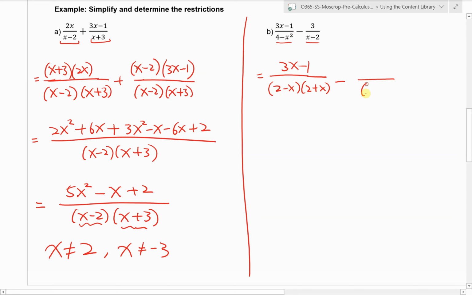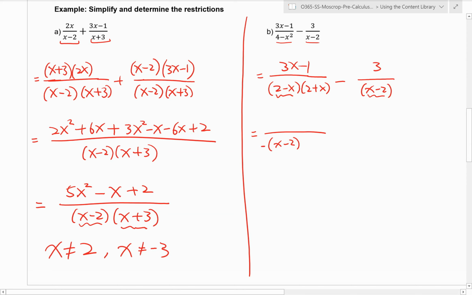Now, okay, I'm going to write this down first. So these two are similar, right? That's 2 minus x and that's x minus 2. They're not exactly the same, but they are just a negative sign away from each other. So what I can do is turn this into x minus 2 by factoring negative 1 out. If you factor negative 1 out, this actually is the same as 2 minus x.